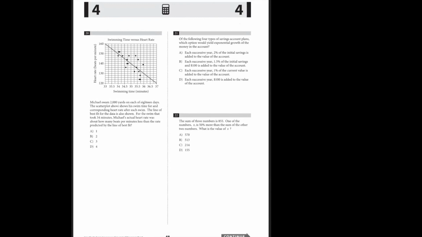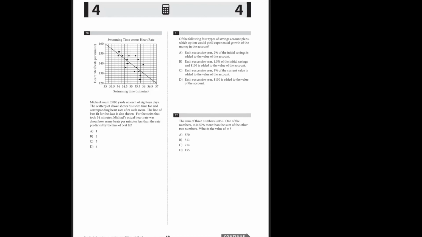All right. So what I'll do is I'll do number 20 because that's also a stats related question. Number 20 and 21. So let's see. It says Michael swam 2,000 yards on each of 18 days. The scatter plot above shows a swim time and corresponding heart rate for each after swim. Sorry about that. I kind of messed up that sentence. The line of best fit for the data is also shown. For the swim that took 34 minutes, Michael's actual heart rate was about how many beats per minute less than the rate predicted by the line of best fit?